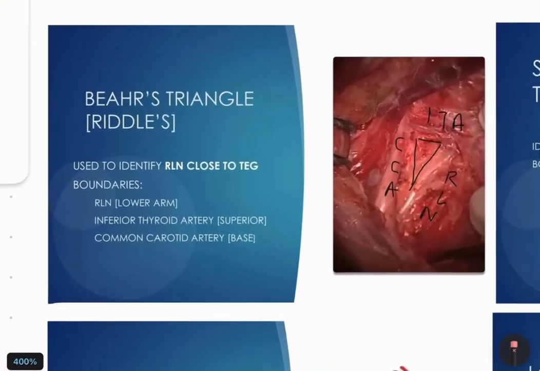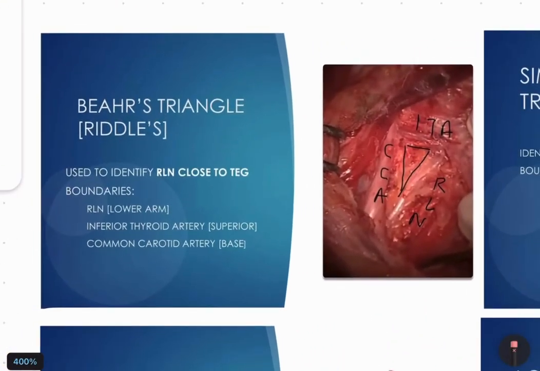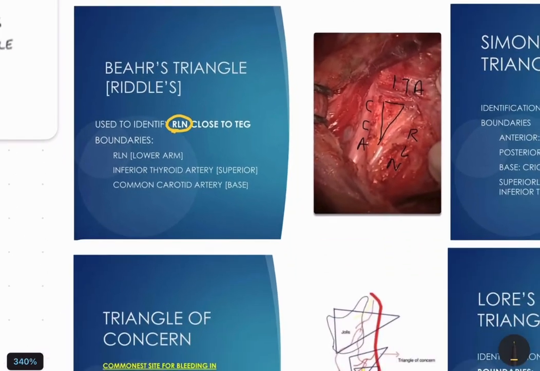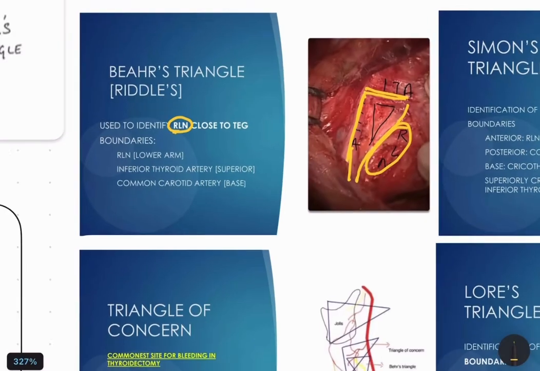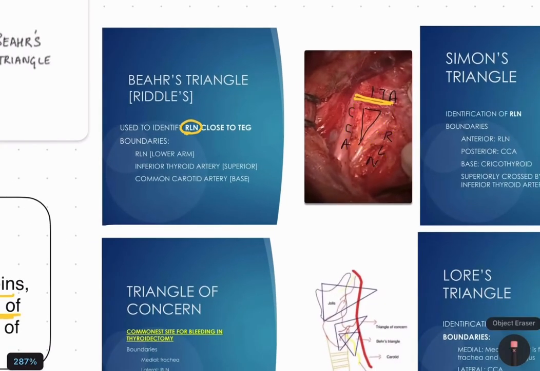So first, coming to Beard's triangle. You can see during thyroidectomy, it is used to identify the recurrent laryngeal nerve. You can see this is the common carotid artery, and this is the inferior thyroid artery, and this is the recurrent laryngeal nerve. So this is the triangle which actually identifies the recurrent laryngeal nerve. Remember the common carotid artery is forming the base, the superior side is the inferior thyroid artery, and the recurrent laryngeal nerve is present in the lower arm.